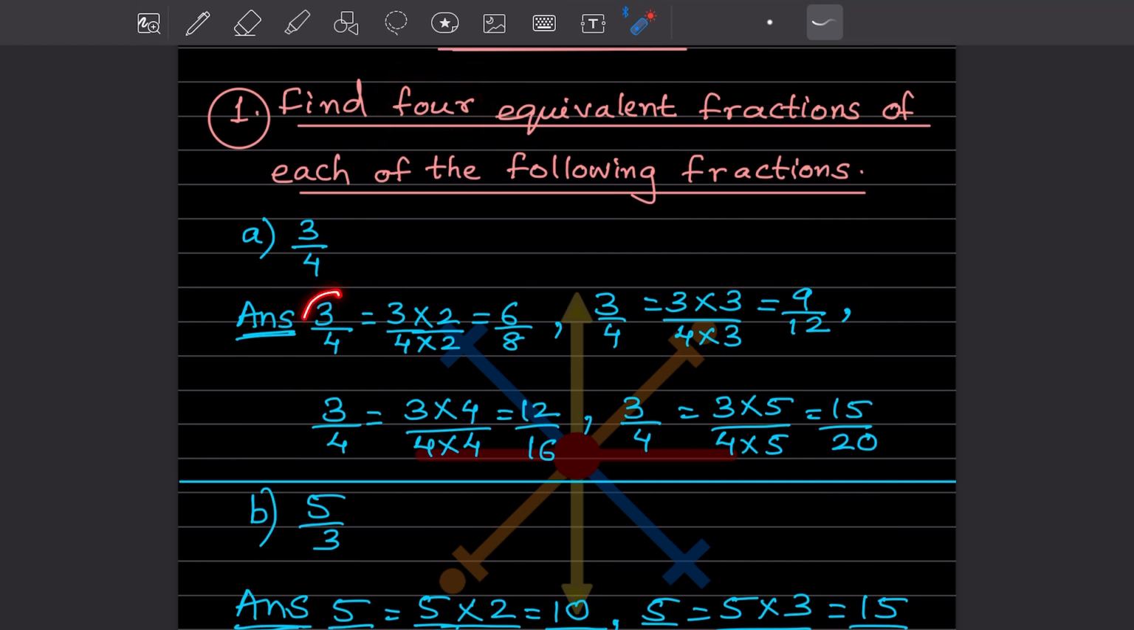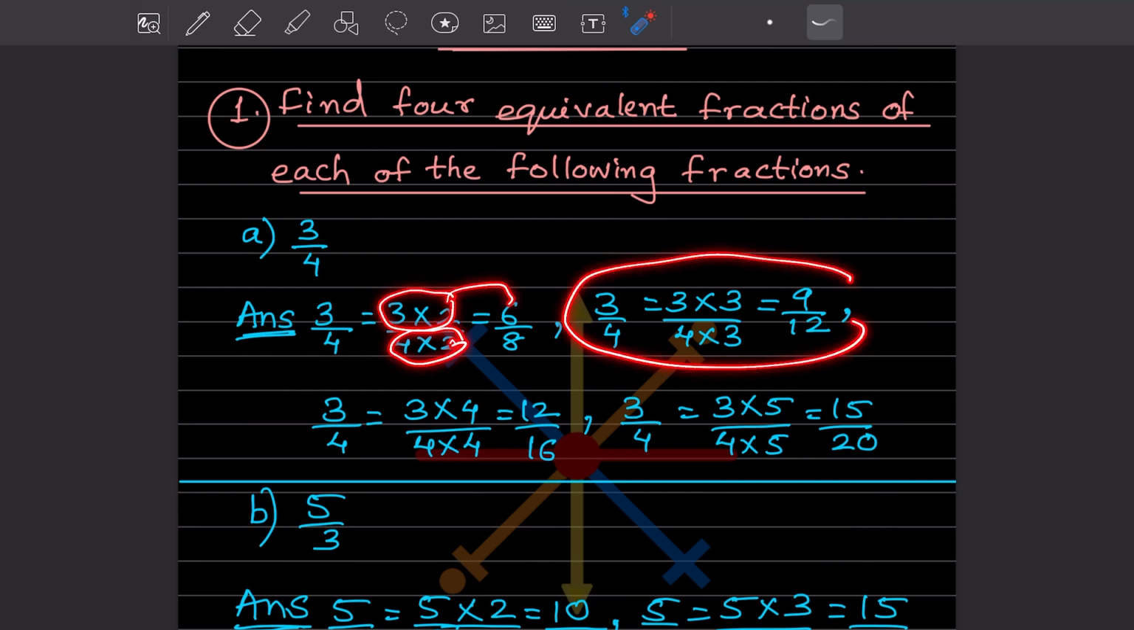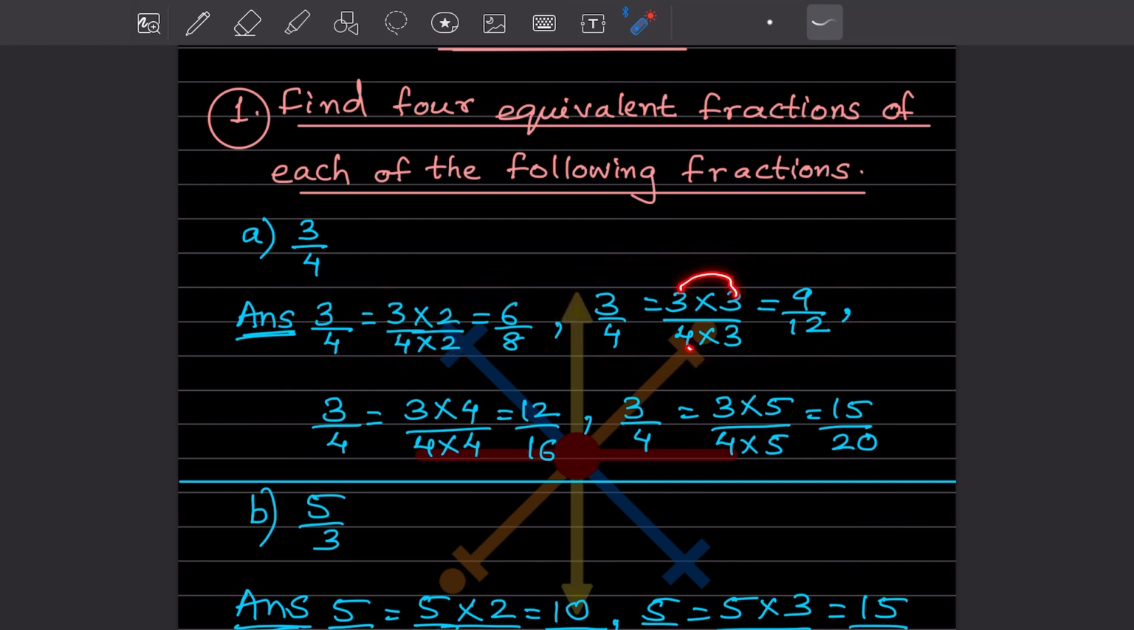So now see here, 3 by 4 is here. You will multiply by 2. Whatever you multiply, if you multiply the denominator by 2, the numerator also should be multiplied by 2. So what do we get? 6 by 8. Then for the second one, you will multiply by 3, the same number. 3 by 4 multiplied by 3, you get 9 by 12.